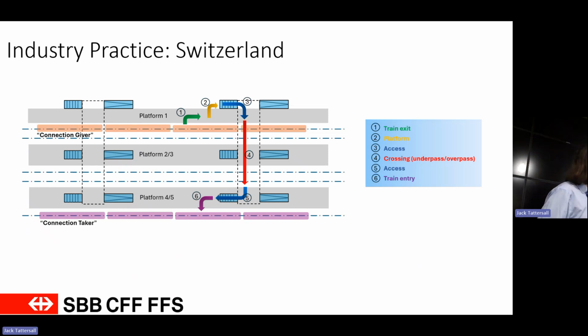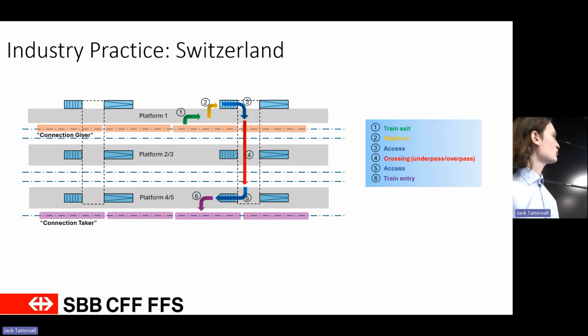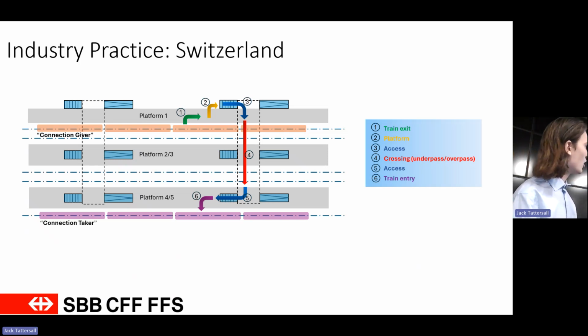Another approach is taken in Switzerland, based on a minimum connection time to change between services, which is a worst case scenario for each rail-to-rail interchange. So if you have a five platform station, as you see here in this diagram, a worst case would be from the furthest end of the connection giver, which is your arriving service on platform one, and then over the overpass between platforms to the opposite furthest platform, platform five, to the nearest door on the train there. And so the time that it takes to accomplish that transfer is the absolute minimum you need to be able to change trains at that station.